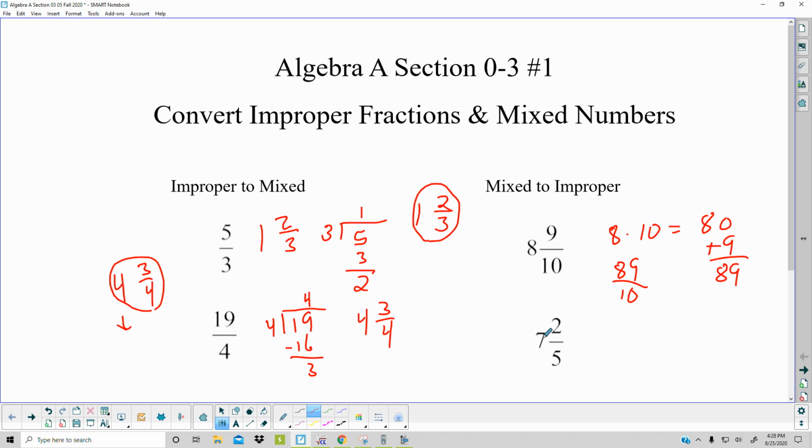So again, 7, the number in front, times the denominator, gives you 35. And now add the numerator to it. That's your numerator, 37 over 5. And you're done.